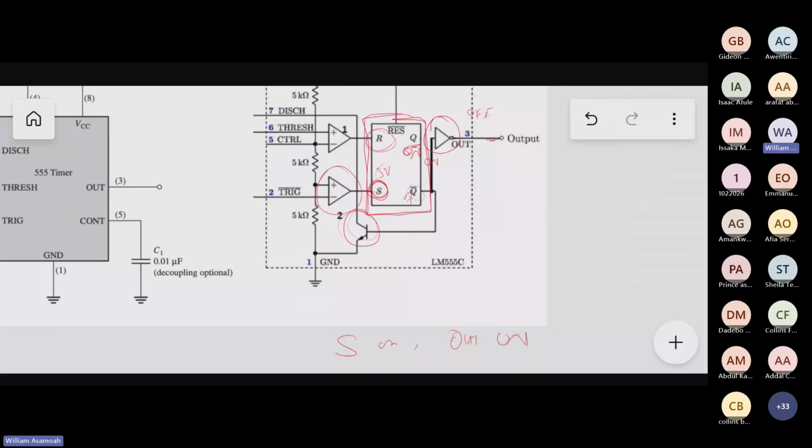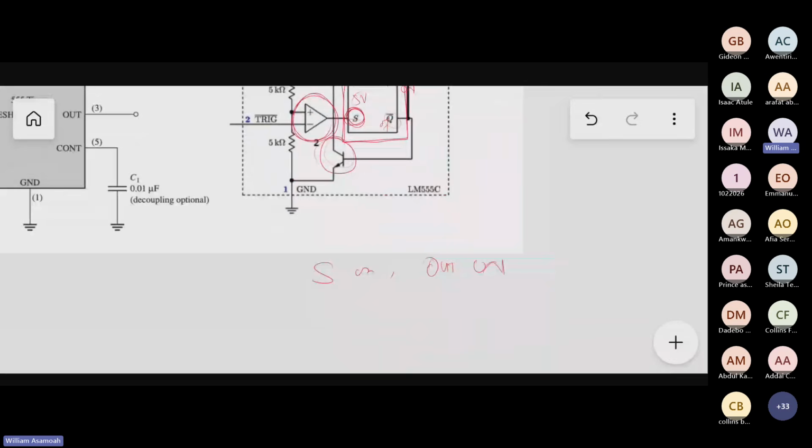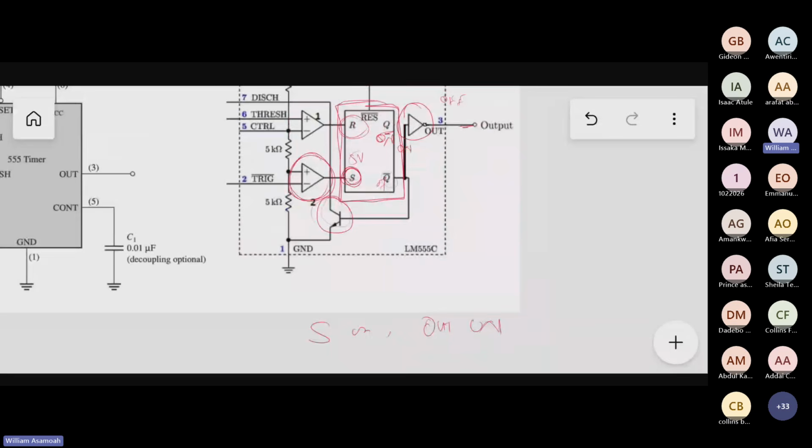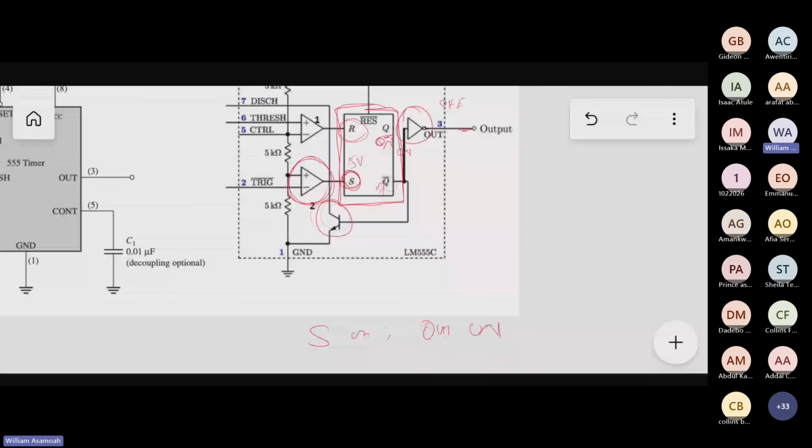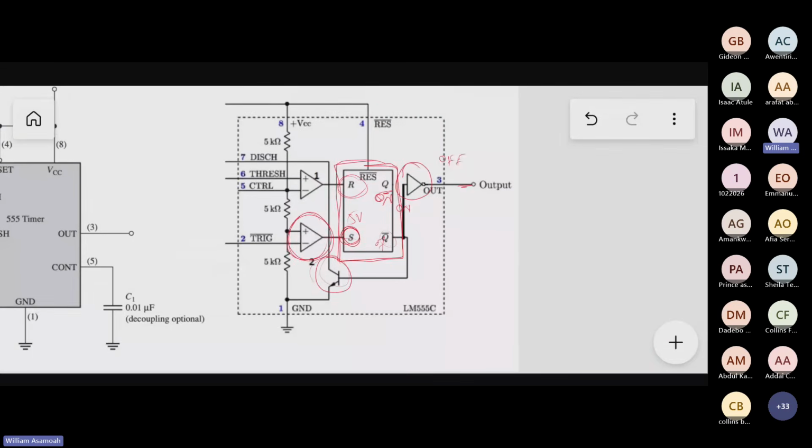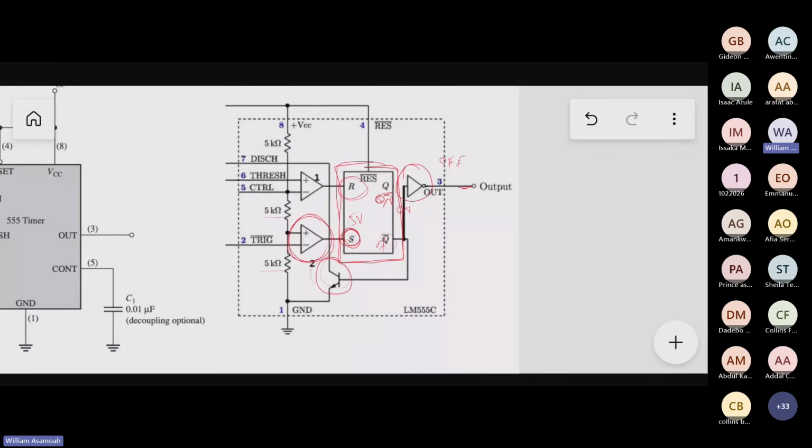This one here is called a comparator. It compares two signals. What does it mean? We have plus and minus. If the plus signal is more than the minus signal, it goes on. If the minus signal is more than the plus signal, it goes off. So we have connected, you see we have 5K, 5K, 5K. Then this one too is the same thing. But then look at something here.